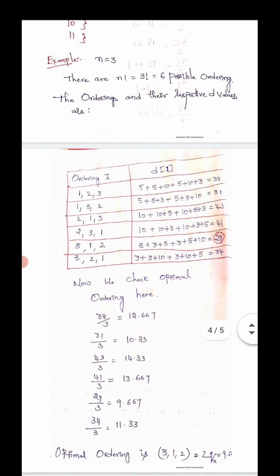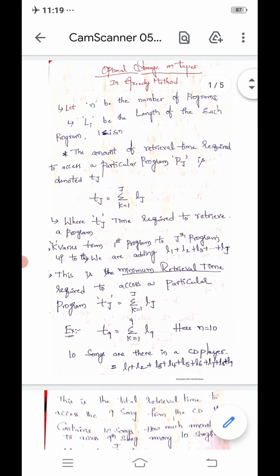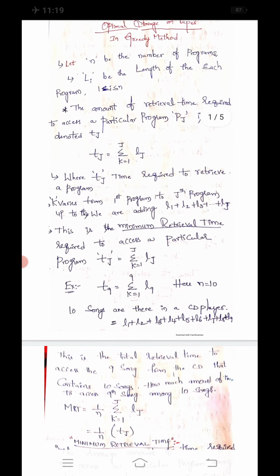In this question, I didn't mention the lengths. All of you must and should write in the question lengths L1, L2, L3, that will be assigned to 5, 10, 3. Okay, don't forget. This is the concept of optimal storage on tapes by using the greedy method.